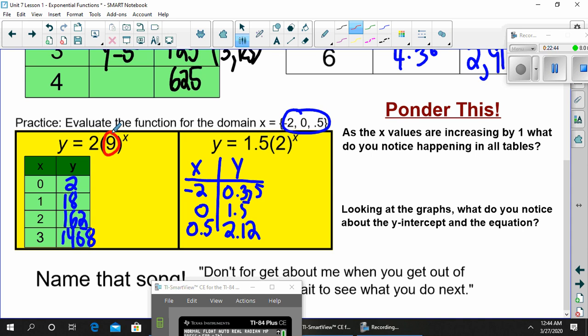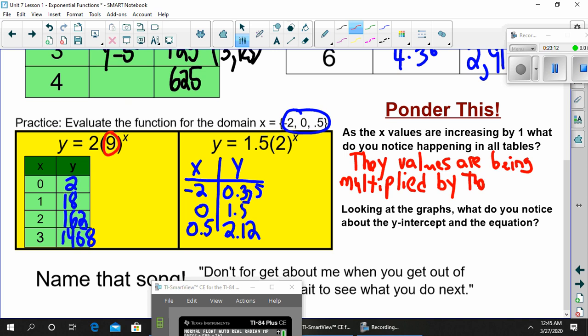So that's what we're going to put. The y values are being multiplied by the constant, and the constant is b. The y values are being multiplied by b.